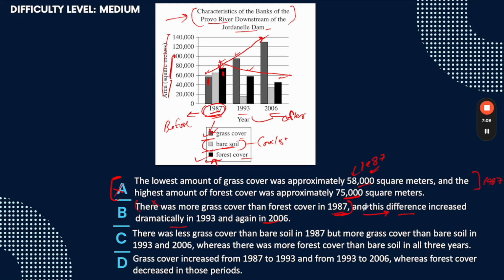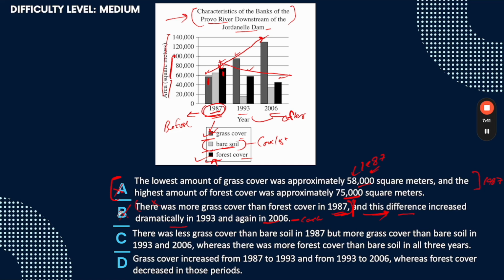So here I could break this option till here. I did find something wrong over here, so why will I read this part? And this part is any which way wrong. It's not related to the conclusion. And this difference is increasing for sure by 1993 and 2006. But in what way is the difference coming? Is the grass cover still more than forest cover, or is it less? It's all incorrect. Any which way, B is not going to make sense for several reasons.